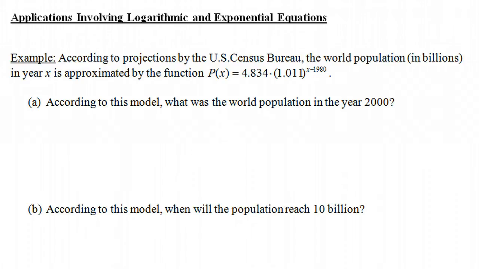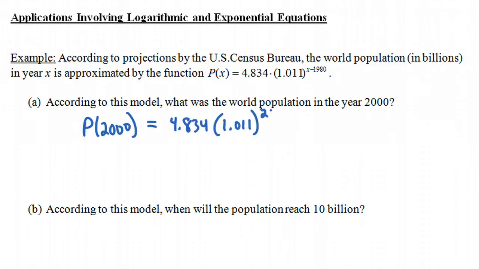Okay, so what we need to do is find P of 2000. We're just going to plug in 2000 for x. We get 4.834 times 1.011 to the power of 2000 minus 1980. Now 2000 minus 1980 is really just 20. So if we plug this into our calculator, we do 1.011 to the 20th power, then multiply that by 4.834.